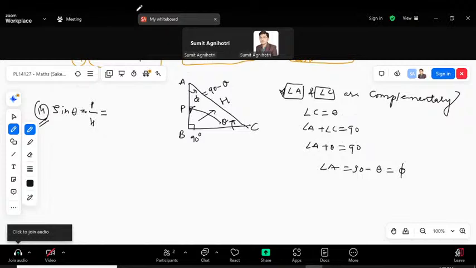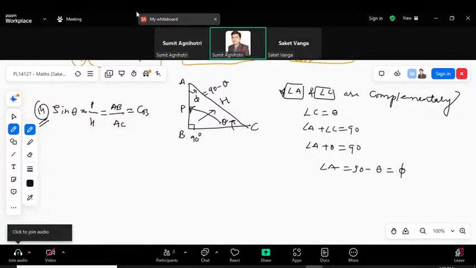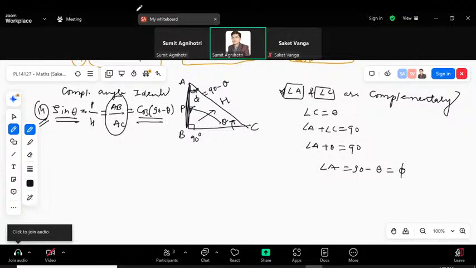And opposite to the angle over here is AB, and hypotenuse over here is AC, and AB over AC is also equal to cos phi. That means cos 90 minus theta, because for cos 90 minus theta your AB is base and your AC is hypotenuse, and that is why this AB over AC is sine theta as well as cos 90 minus theta, and from here only we developed this complementary angle identity. This is called the complementary angle identity. Are you okay with this? Tell me that first.